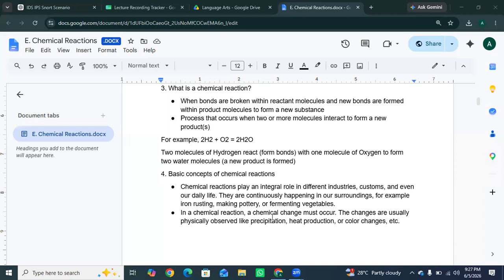Okay, in a chemical reaction, a chemical change must occur. The changes are usually physically observed, like precipitation, heat production, or color changes, etc. So, basically, a chemical change must happen. You can usually see it with your eyes through clues like bubbles or solids forming, heat being made, or color changing. Okay?